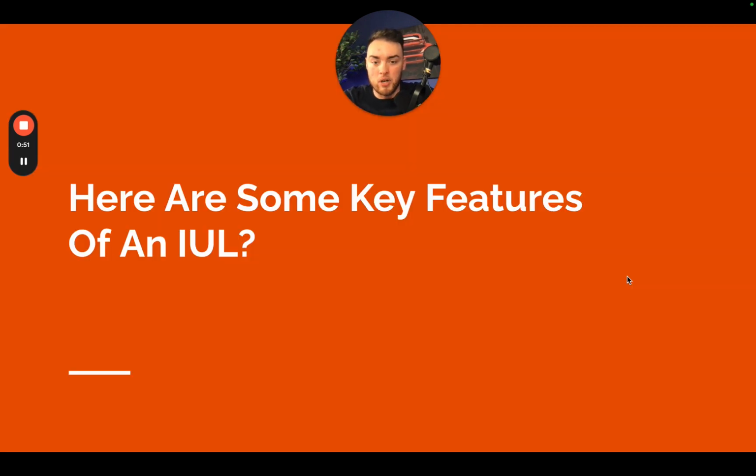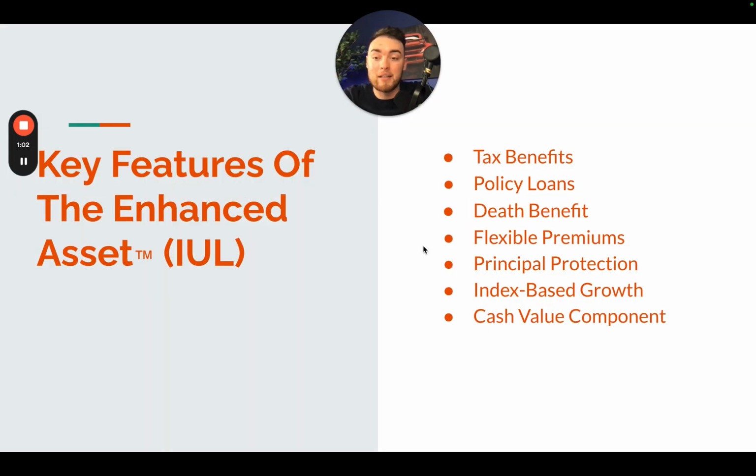And so then the next question probably is, okay, what are some key benefits or key features of an IUL? Well, the main key features of the enhanced asset, or our IUL, is that there are many tax benefits, which I'll dive into in just a second. You could also take out policy loans. There's also a death benefit that you get to take advantage of. And you have the flexible premiums. You have principal protection. Your money is growing in an index-based growth strategy. And you have the cash value component. So let's dive into each one of these a little bit deeper.